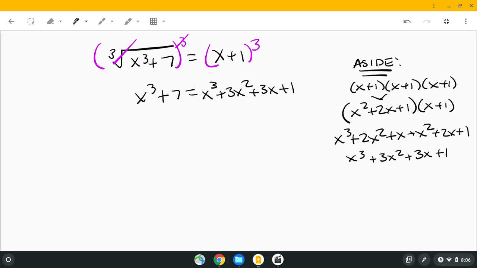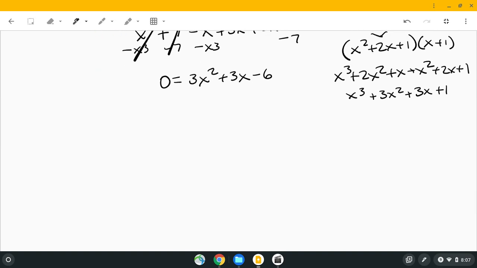Here we have a higher degree polynomial, so we're going to set it equal to 0. I'm going to subtract x cubed from both sides, and I'm also going to subtract 7 on both sides. That way we get it set equal to 0. x cubed minus x cubed cancels, so I'm left with 3x squared plus 3x minus 6.